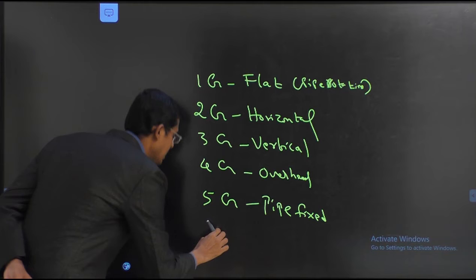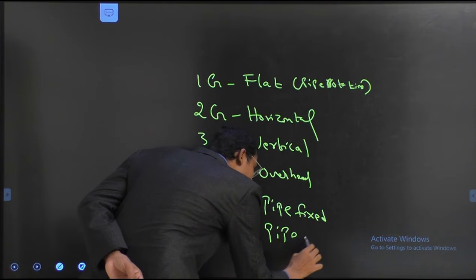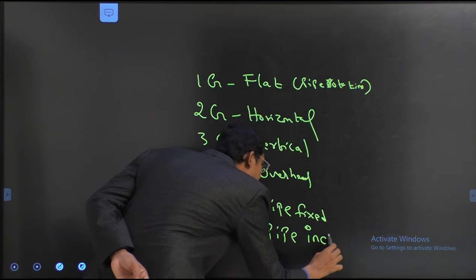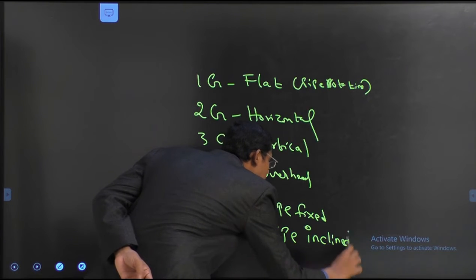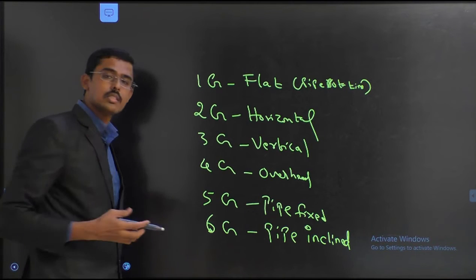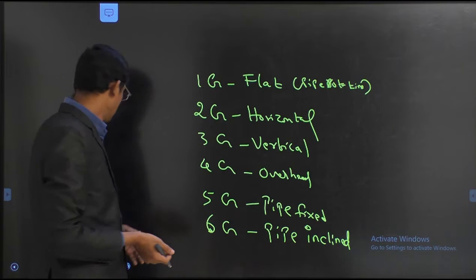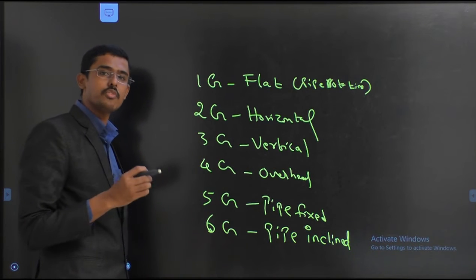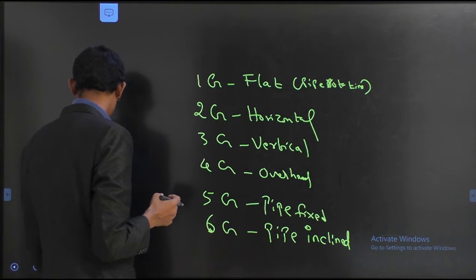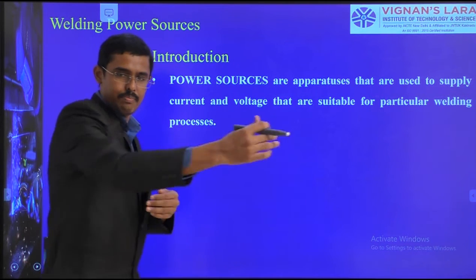Okay, and finally 6G, pipe inclined. Right? So this is how we have seen these various positions, very important for the qualifying of the welder. Now we come to the next step.